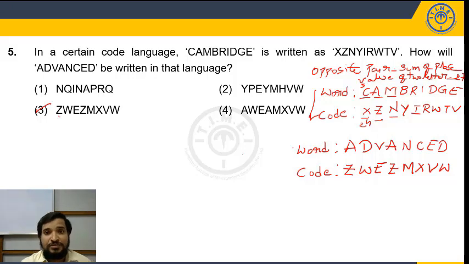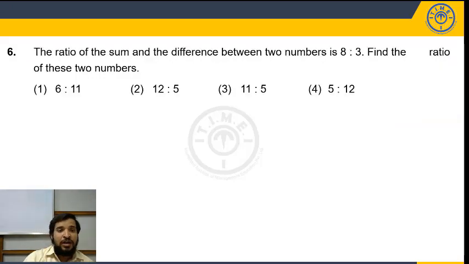Now we see the next question. The ratio of the sum and difference between two numbers is 8:3. Find the ratio of these two numbers. Here it is asking the ratio of these two numbers, and it gave the ratio of the sum and difference between the two numbers. See, directly we can solve this question. The given ratio is 8:3, that is sum and the difference.